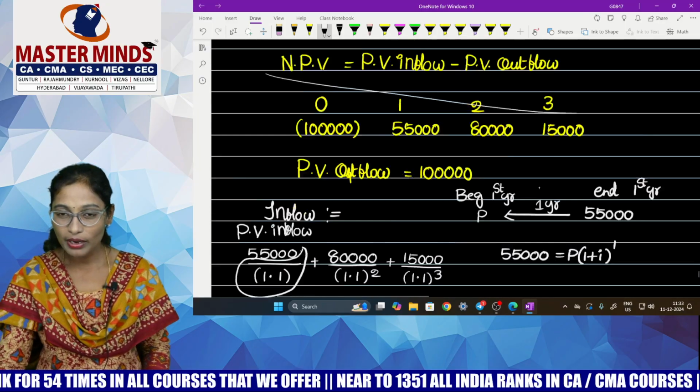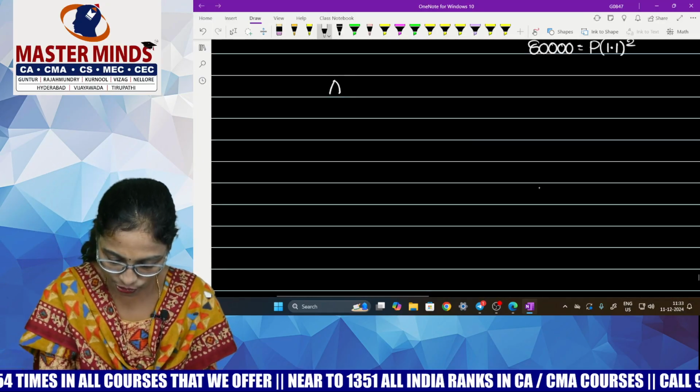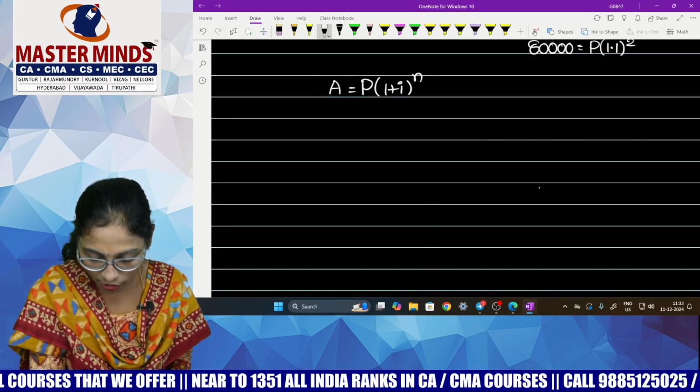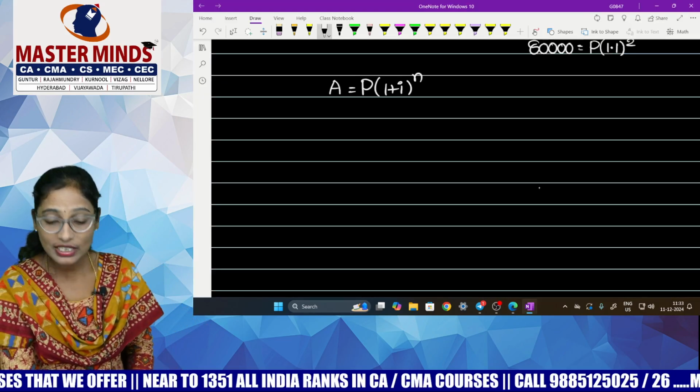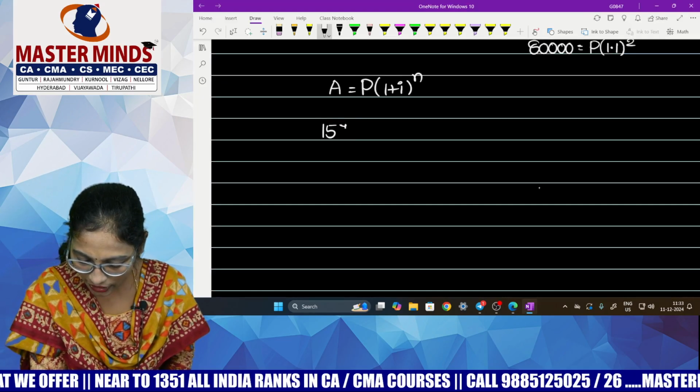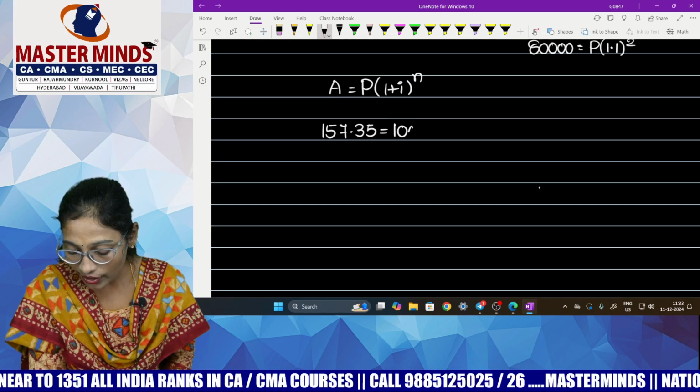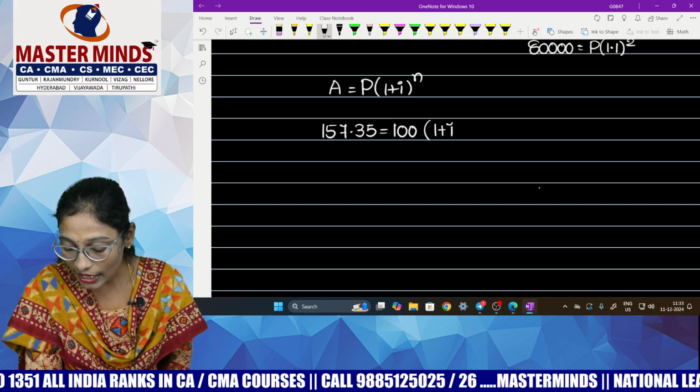So what is the formula for amount? Amount equals P of 1 plus I whole power n. What is your amount as per the question? 157.35 lakhs. Forget about lakhs, guys. Here there are lakhs, there also lakhs, so it cancels. 100 into 1 plus I whole power.